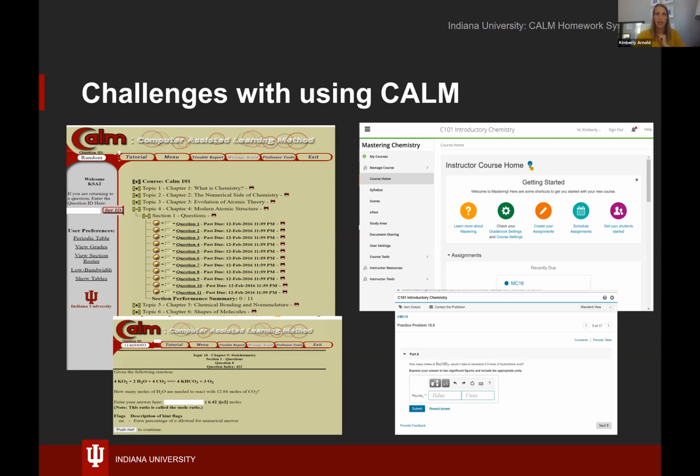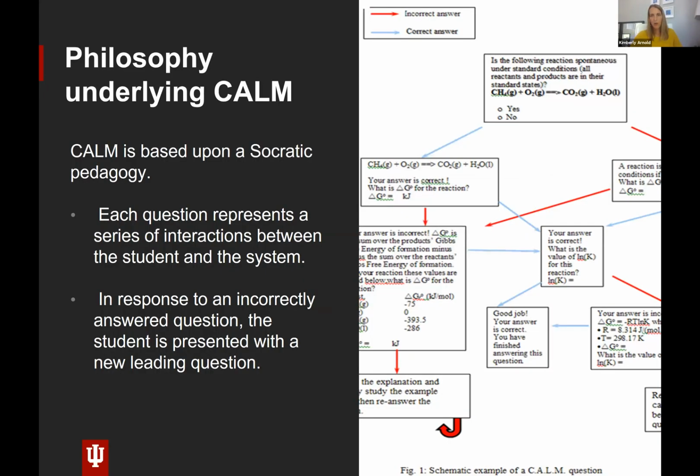All right, so here you go, the philosophy. It's based on the Socratic pedagogy, where you can ask students leading questions to get them to think things through. Some of the questions have multiple steps. For example, this one, here's the initial question. If they get it right, it moves them one way. If they get it wrong, it says, no, that's not quite right, and then leads them to another question, baby-stepping it through.